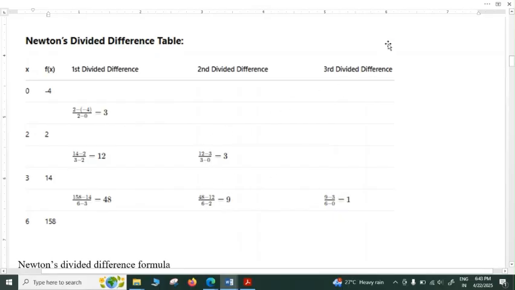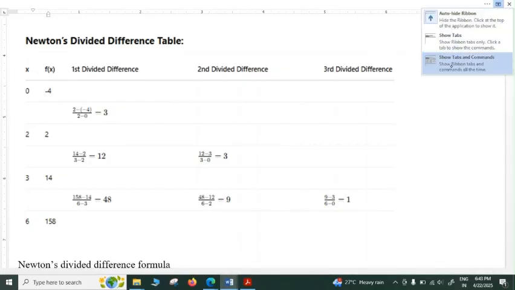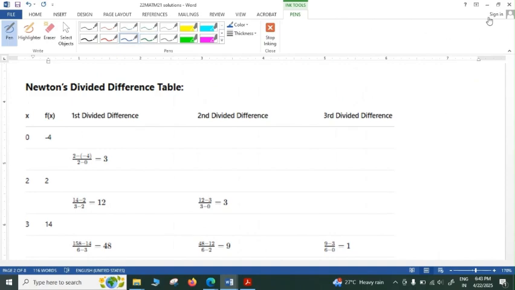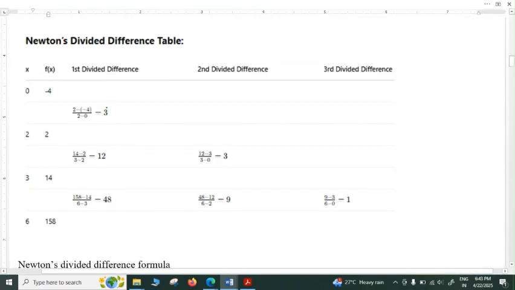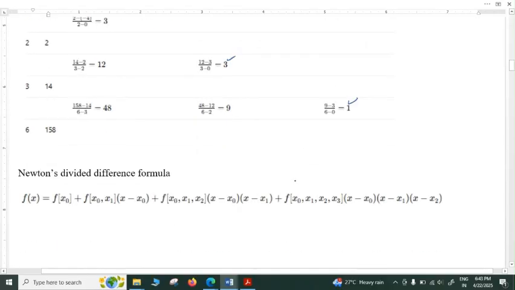Please remember here, students, in this case we always take this as our answers: 3, 3, 1. This is the first divided difference, second divided difference, third divided difference. We'll substitute in the formula. Please remember this formula, students.